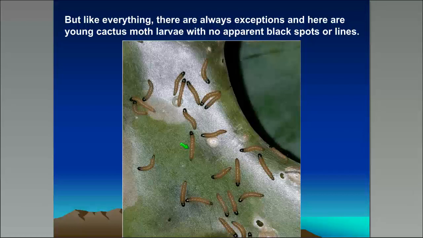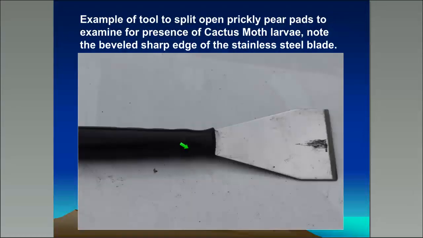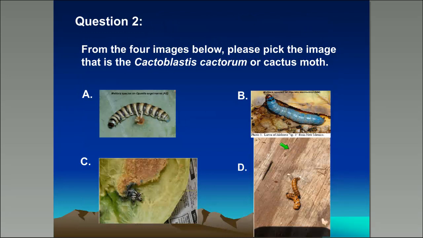So, like in the English language, there are exceptions to everything. And this is one of the instruments that we use that we can hand hold using tongs or very thick leather gloves to hold the prickly pear pad that we slice down. And the blade is sharpened at the end to make it easier cutting. And these tools come in various diameters for whatever size prickly pear pad that you would like to be looking at. So, with that information, look at these four images.